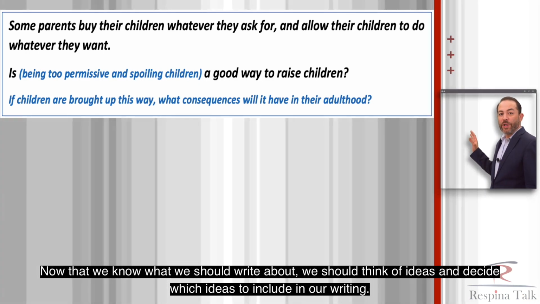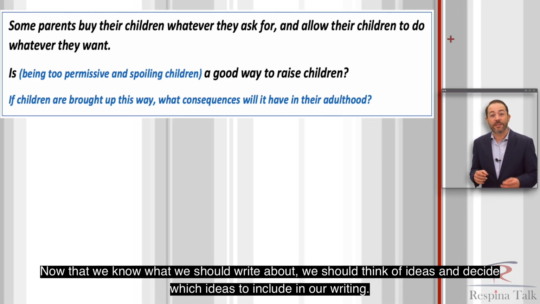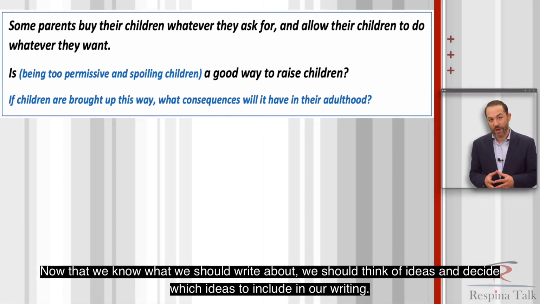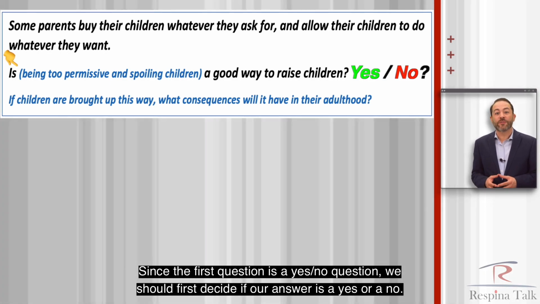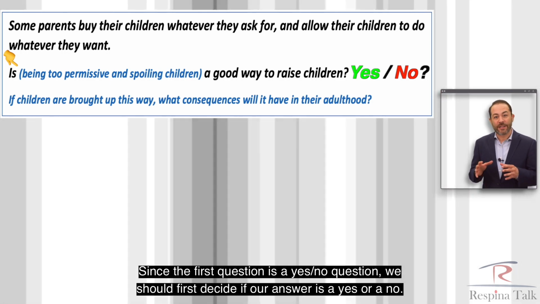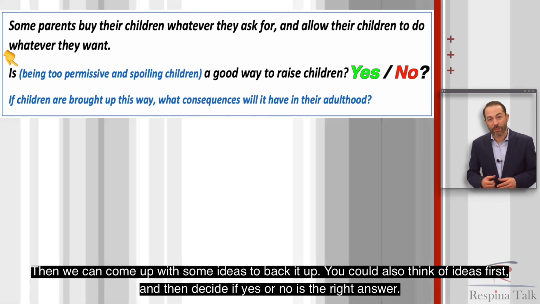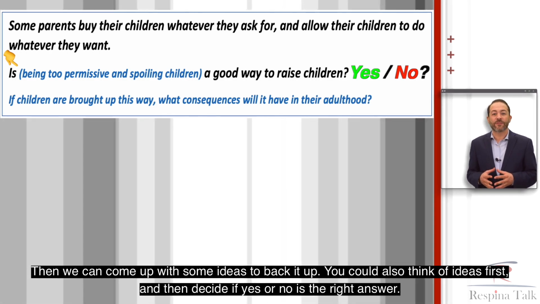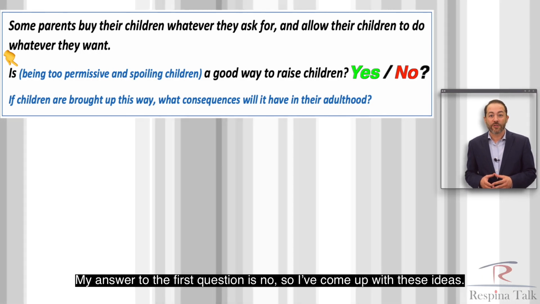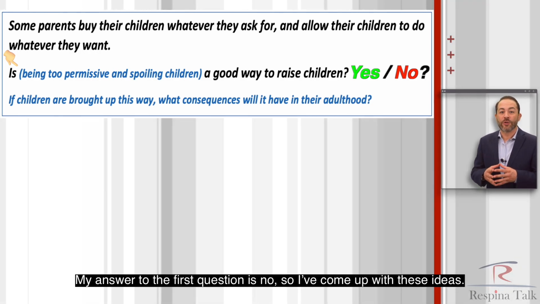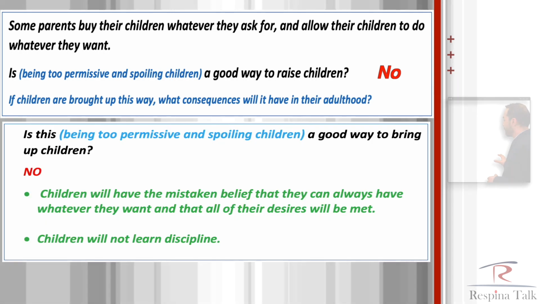So now that we know what we should write about, we should think of ideas and decide which ideas to include in our writing. Since the first question is a yes-no question, we should first decide if our answer is a yes or a no. Then we can come up with some ideas to back it up. You could also think of ideas first and then decide if yes or no is the right answer. My answer to the first question is no, so I've come up with these ideas.